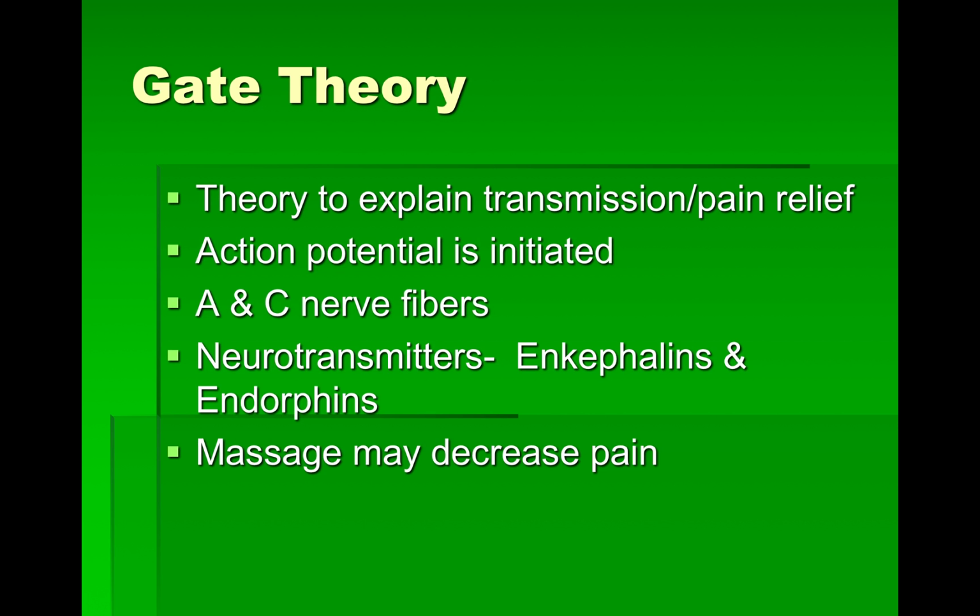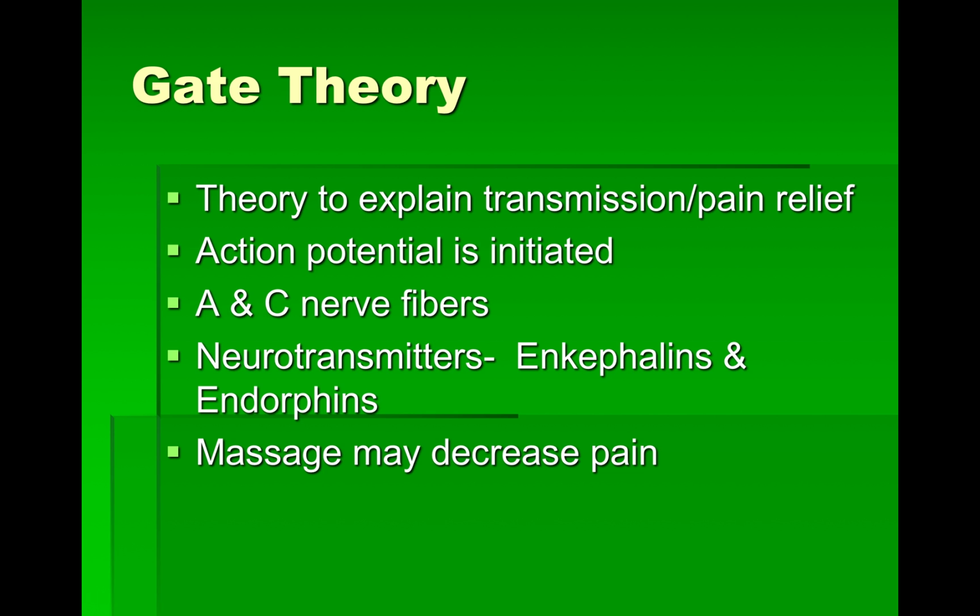Okay, we talked a little bit about the gate theory already, but once again, I just want to give you a little history. It was proposed by Melzack and Wall, two scientists, in 1965. They used the analogy of a gate to describe how impulses from damaged tissues are sensed in the brain. The tissue injury causes release of many substances in the blood: bradykinin, histamine, potassium, cells rupture, prostaglandins, and serotonin. So then the action potential is initiated. It travels along a sensory nerve fiber and activates a pain receptor.